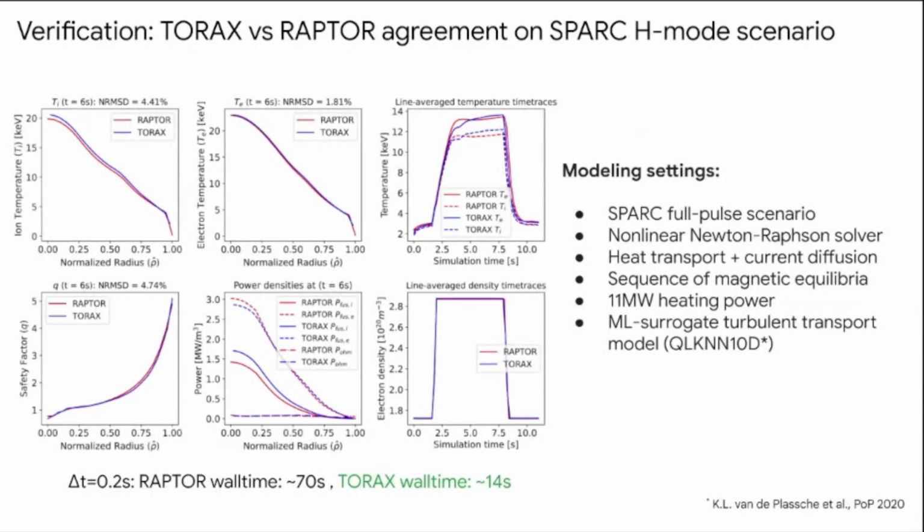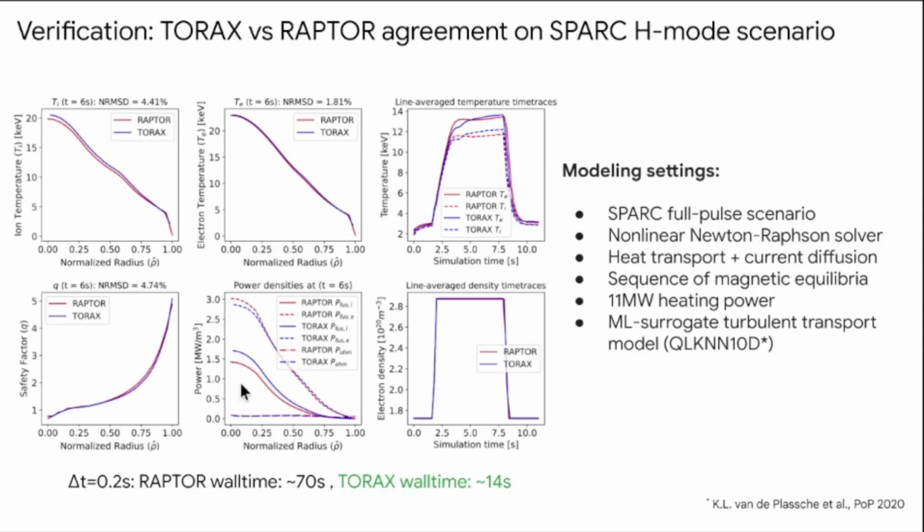Here's a bit of a more interesting case. This is for the Spark H-mode scenario, the primary reference discharge. This is using a very nonlinear ML surrogate turbulent transport model, so it's more challenging for the solvers. And again, we get around 4% agreement.